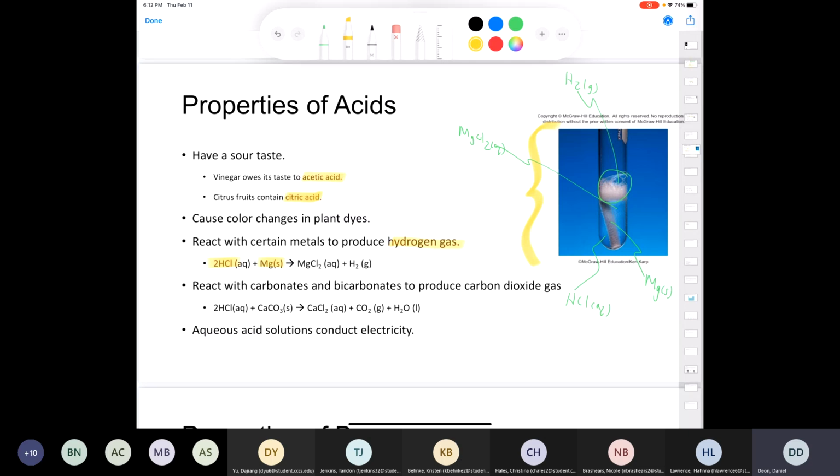You can also react an acid like hydrochloric acid with a carbonate, like calcium carbonate, to form calcium chloride, but you can also form carbon dioxide gas in water. And it says here that aqueous acid solutions conduct electricity, especially strong acids, right? Because strong acids are strong electrolytes and weak acids are weak electrolytes. We saw that a few slides ago.